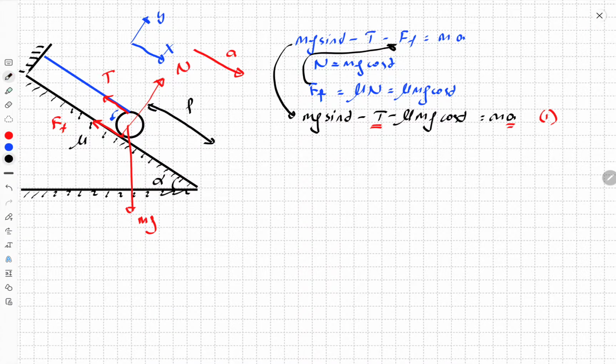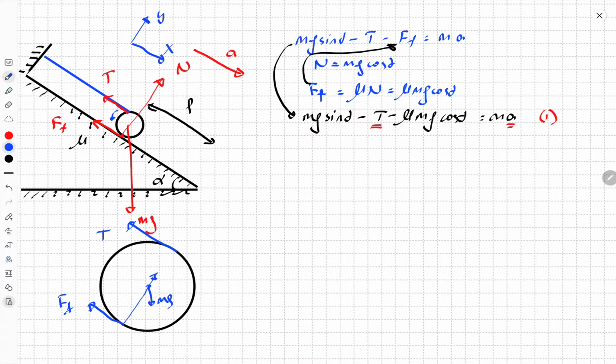So now let me draw my ring like this. Let me draw again the forces acting on this ring so we could study it better. In this direction we have a friction force. In this direction we have a tension. Only these two forces can rotate this ring. mg cannot rotate it because it's passing through its center. The normal force also cannot rotate it because it's also passing through its center. That's why it cannot rotate. Only two forces can rotate it, tension and friction force.